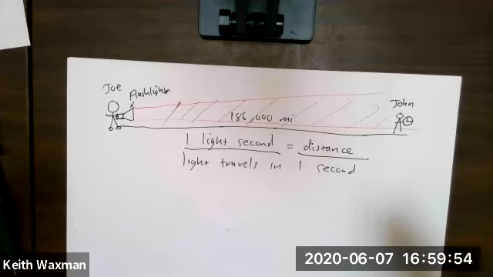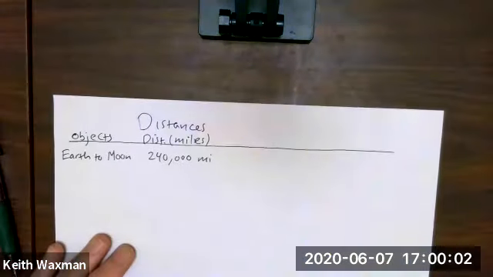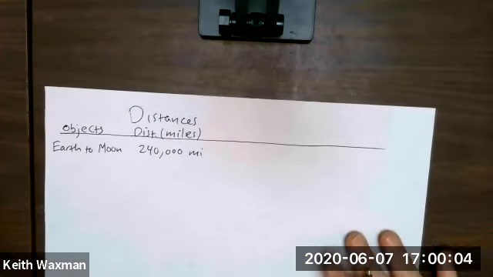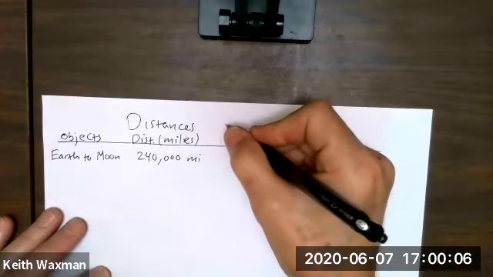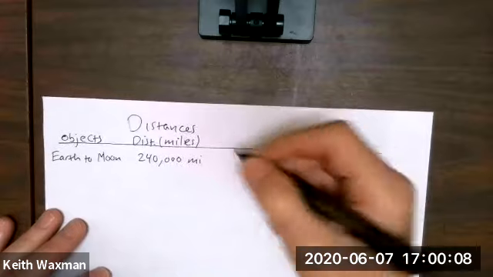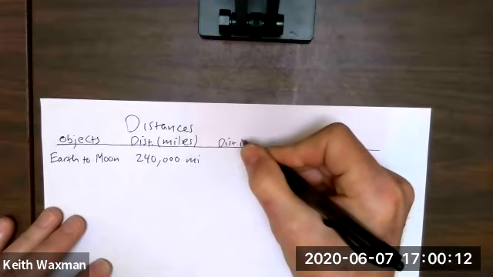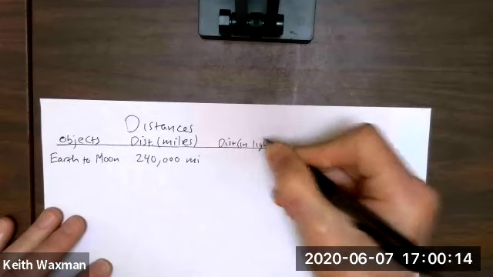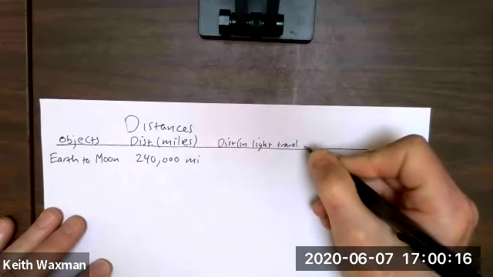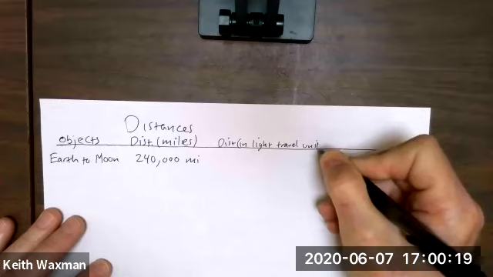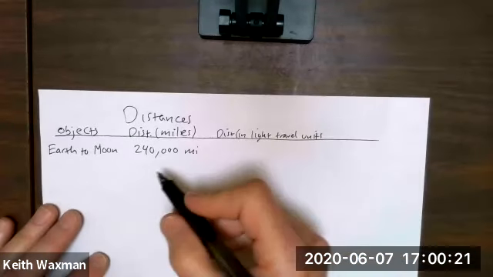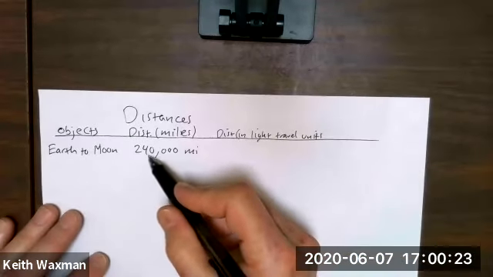So now you have an idea of these new distance units that make things less cumbersome if you're talking about really big distances. So let's go back to our original page here where we're going to list these bodies. Let's put another column here, as far as distance in light travel units. All right?